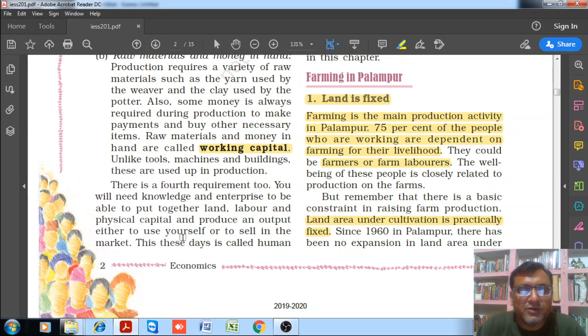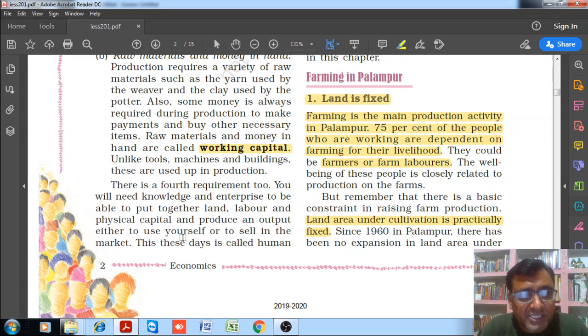Now the first topic is land is fixed. Land is fixed means the land for agriculture, the land for cultivation is fixed. 75% of the people who are working depend on agriculture or some farm activities, because farming is the main occupation of the people living in village Palampur. These people may be farmers or farm laborers, but in total they depend on farming activities.